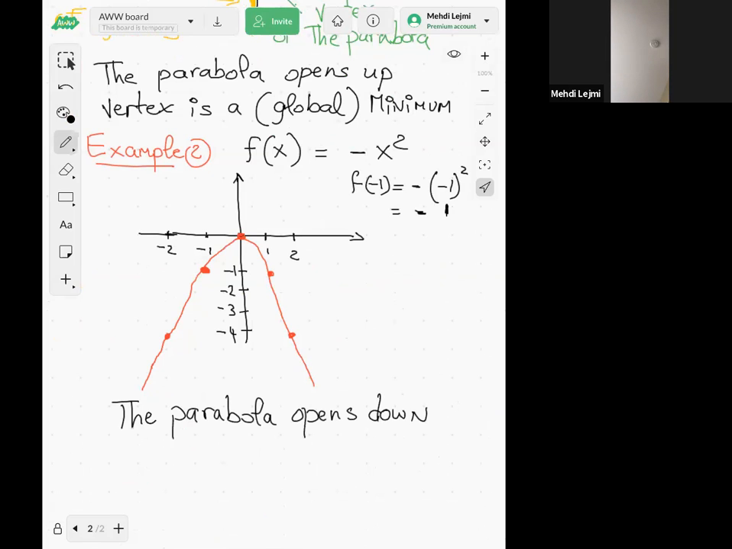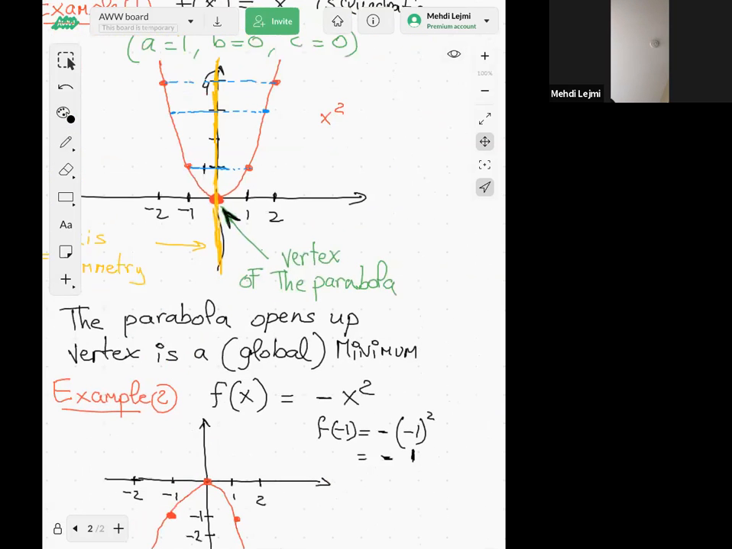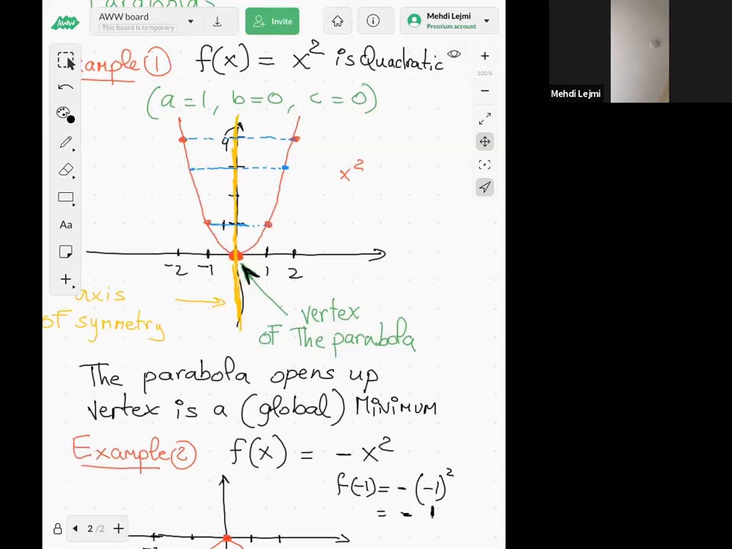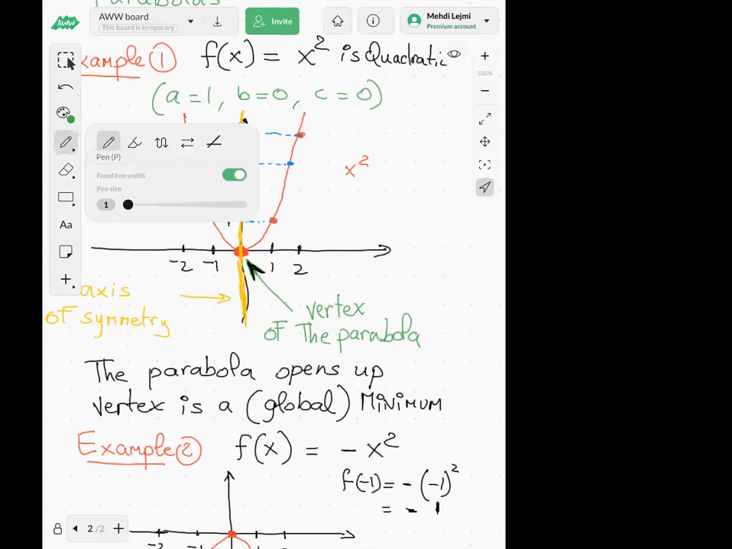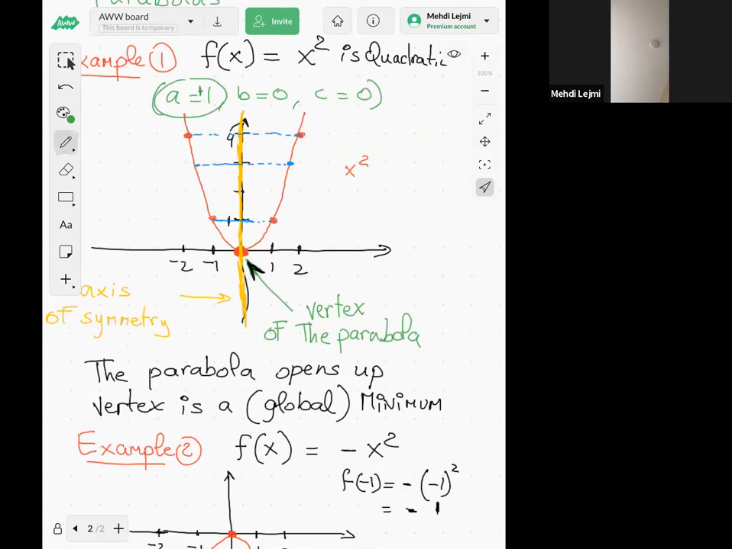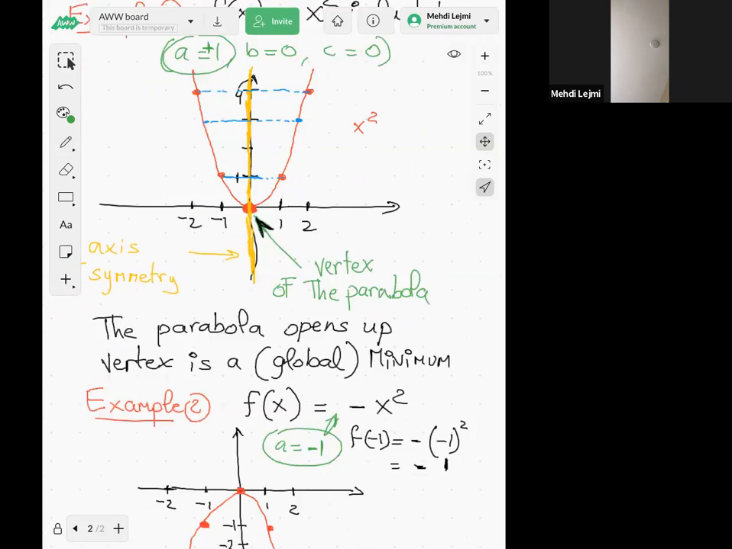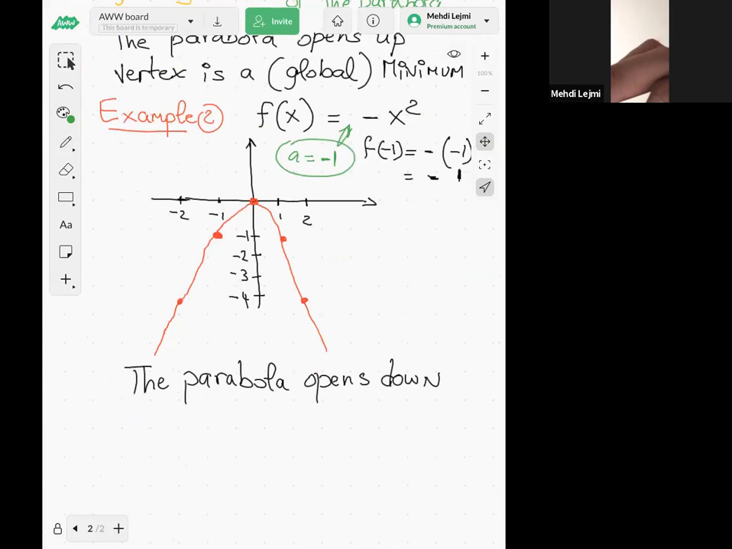Okay. So why is that? Well, what would be the difference between x squared and negative x squared? Here your a is positive 1, right? And here your a is negative 1, right? So that's actually a general statement. If a is positive, then your parabola opens up, and if a is negative, then your parabola is going to open down. So this is a general fact, a general statement, right?